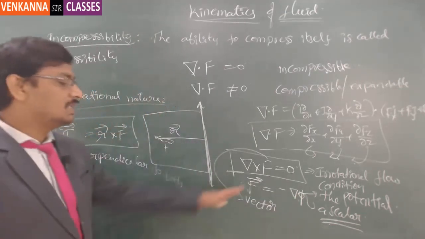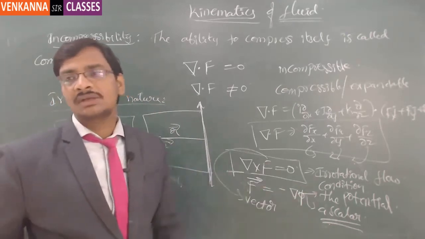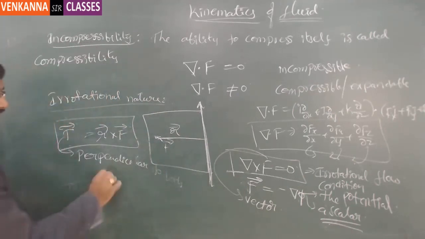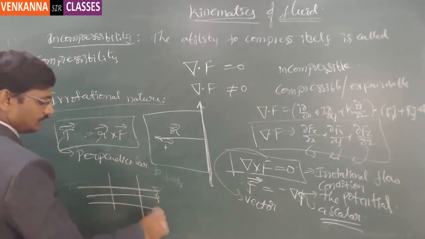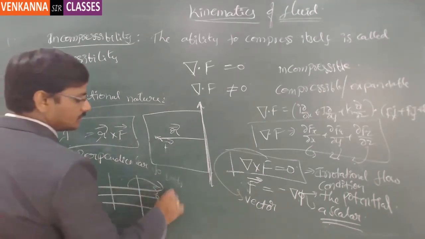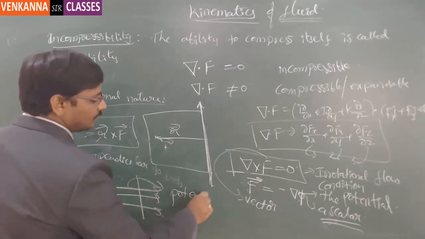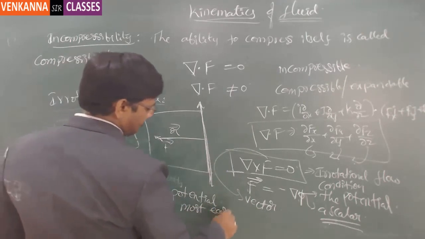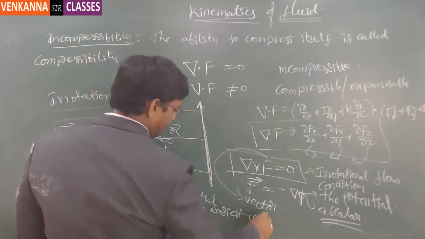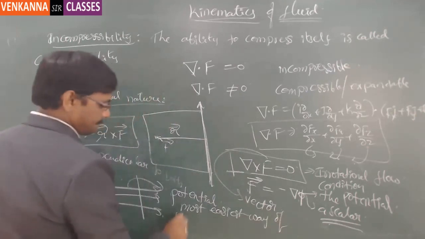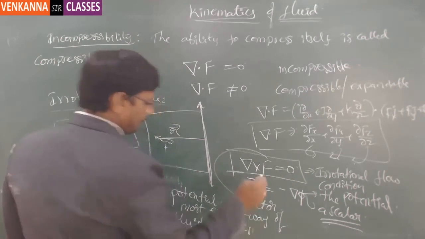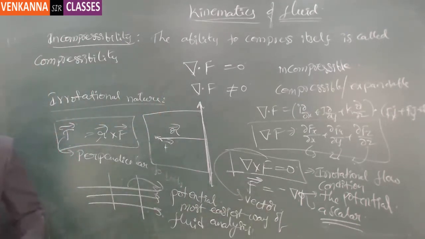And this kind of flow analysis we call the potential flow, or potential energy flow. Here, in the case of potential flow, these are equipotential planes, let us say, and the flow will be exactly perpendicular to these planes. This kind of flow we call the potential flow, and this is the easiest way of analysis, right?